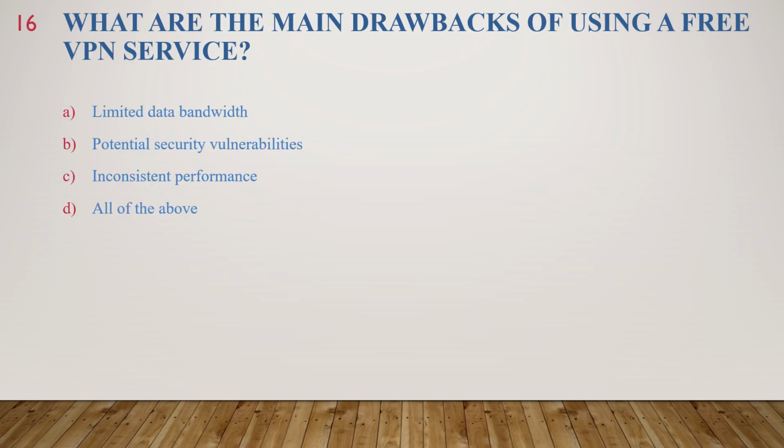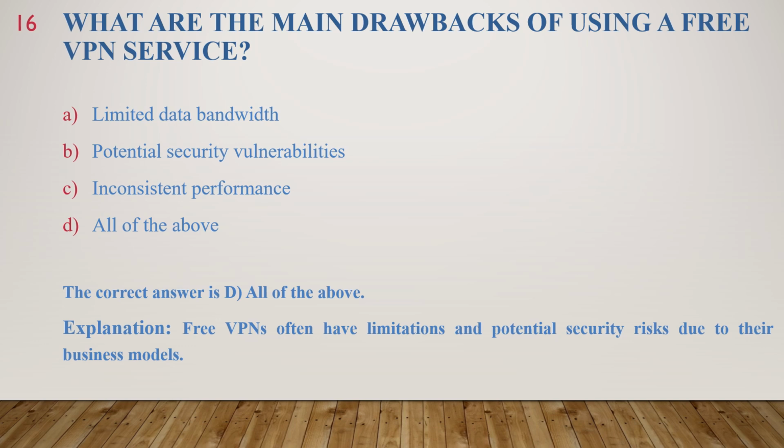Question number 16. What are the main drawbacks of using a free VPN service? A. Limited data bandwidth. B. Potential security vulnerabilities. C. Inconsistent performance. D. All of the above. The best answer is D. All of the above. Here's why each option is a drawback of using a free VPN service.